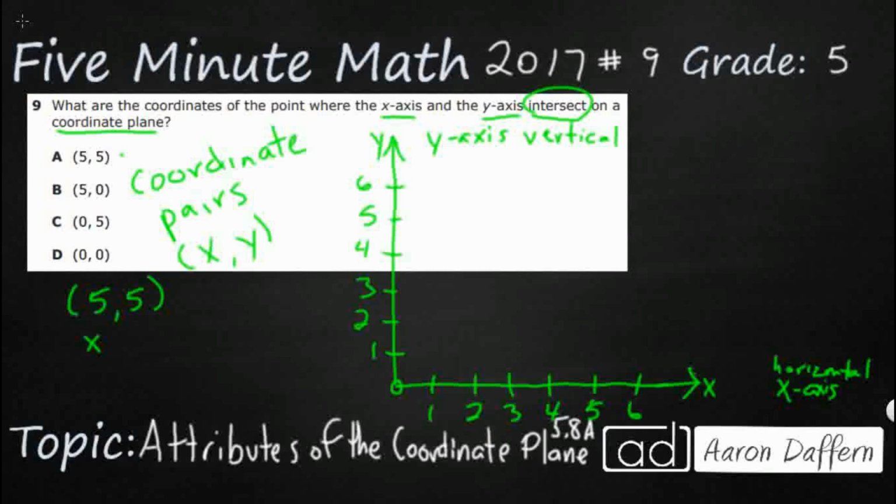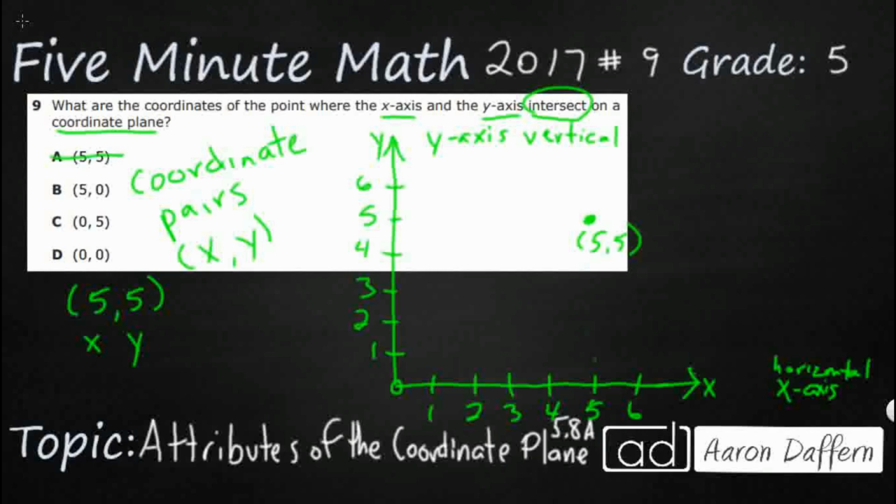And then we're going to move up 5 because it's got a y coordinate of 5. And so we're going to move up 1, 2, 3, 4, 5. I don't have any lines here, so we're just going to kind of guesstimate. But here we go. This is our 5, 5. And as you can see, nothing is intersecting there.